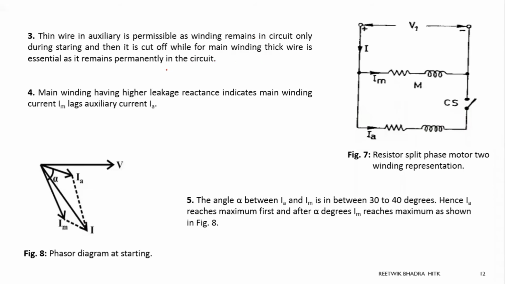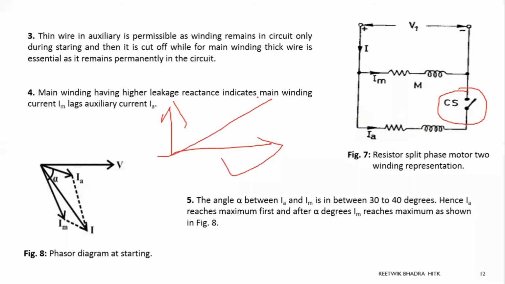While the main winding is a thick wire, as it remains permanently in the circuit, we have to design the main winding resistance accordingly such that it can handle the rated current. If the rated current is 4, then the auxiliary winding is switched off after starting, just to create that split in phase, just to create a rotating magnetic field.